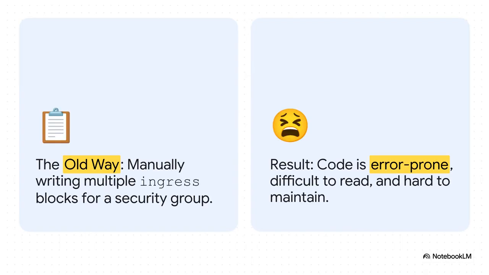Oh man, let's talk about repetition. We have all been here, right? You need to add like 10 firewall rules. So what do you do? You copy, paste, edit. Copy, paste, edit 9 times.